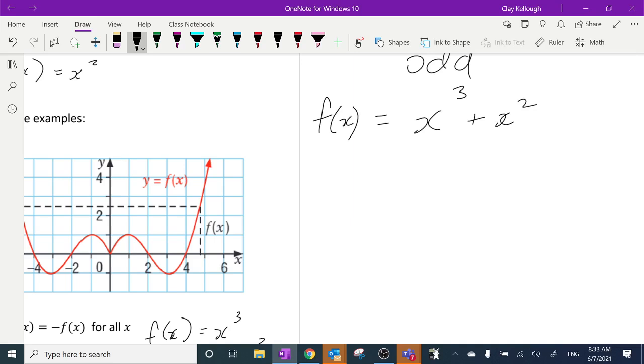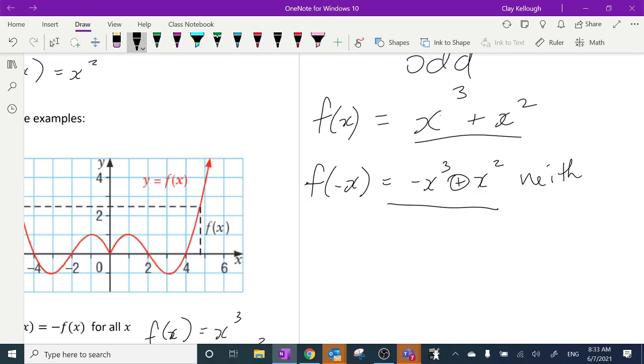If you had the function f of x equals x cubed plus x squared, and you tried plugging in f of negative x, this part becomes its opposite, but notice when you square a negative, it's positive. Be careful. Is this thing exactly the opposite of that thing? No, because this would have to be a minus. So this is, again, neither.